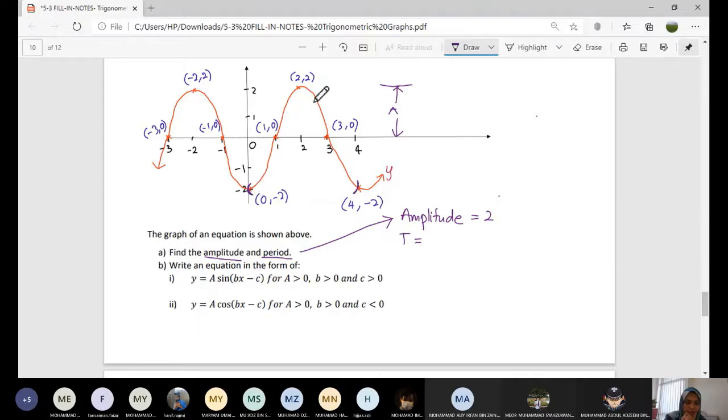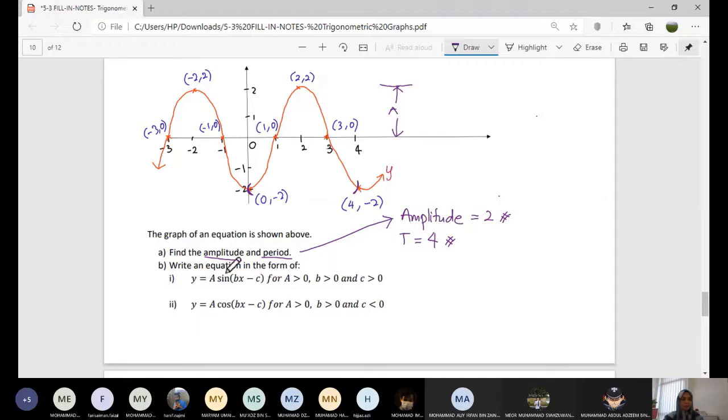So we have the cosine graph, right? This one. Start from 0, -2 up to 4, -2. We have cosine graph. So the period is, we have here 0, 1, 2, 3, 4. The period is 4 units.